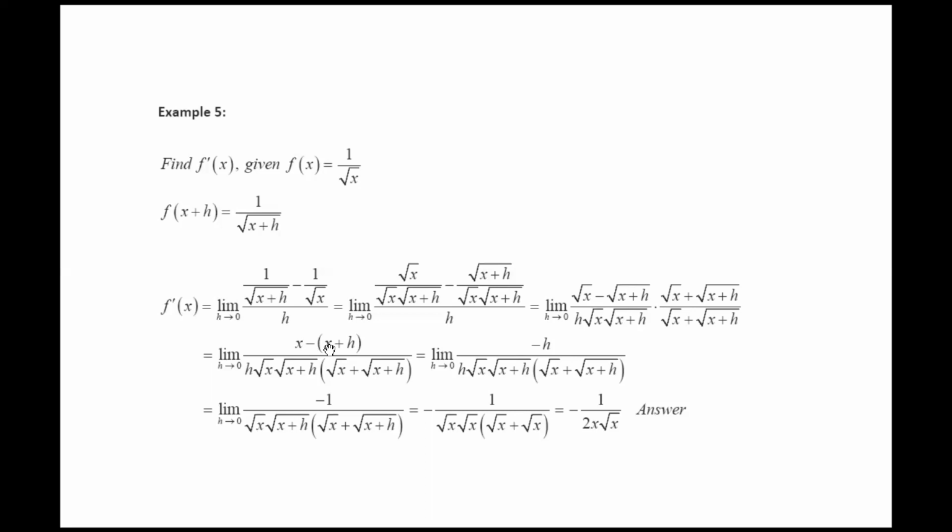Now the x's disappear, and I have a negative h, and that cancels, giving me negative 1. And guess what? I've gotten rid of my problem. So let's just let h become 0. And when we do, that means this thing becomes square root of x times square root of x itself. And this becomes the square root of x plus the square root of x itself. And the square root of x times the square root of x is x. And the square root of x plus the square root of x is 2 square roots of x. And that's my answer. Now that's a very involved problem.